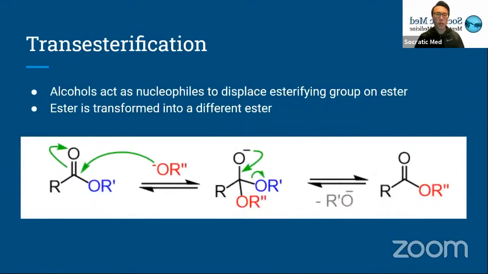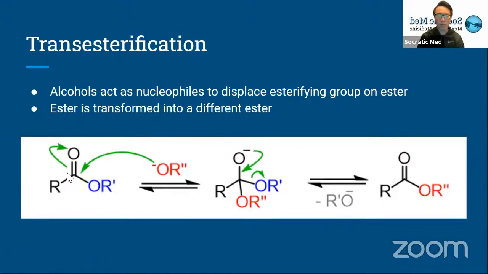Next, I'm going to go into transesterification. This is when you change the type of ester the molecule is. So this is when an alcohol acts as a nucleophile and displaces the esterifying group on the ester. A new alcohol attacks that ester in order to kick off the alcohol originally on that ester in order to form a new ester. So the ester transforms into a different ester. As you can see, it's a similar mechanism.